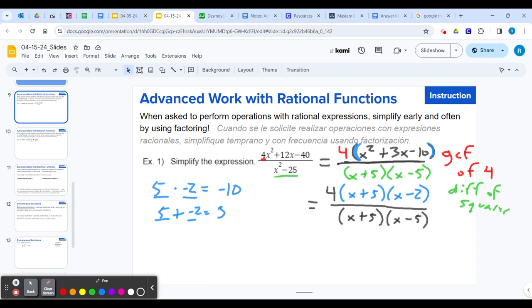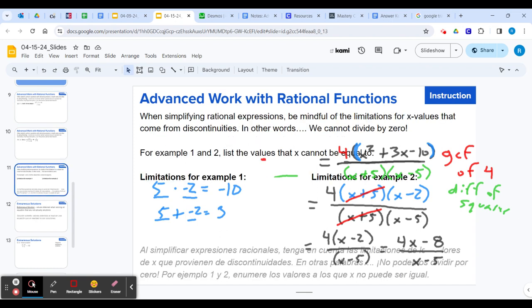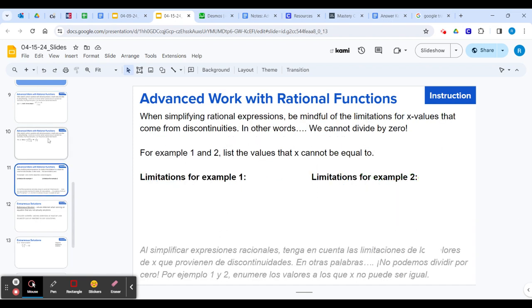And if I work through that, then I can see that there's some stuff to cross out. I can cancel out this x plus 5 on top and this x plus 5 on bottom. And so I'm just left with 4 times x minus 2 over x minus 5, which I can then simplify out to 4x minus 8 by multiplying over x minus 5. So that's one example with simplifying, and you'll notice that there's a spot on your notes for limitations. We're going to talk about that at the end of example 2.